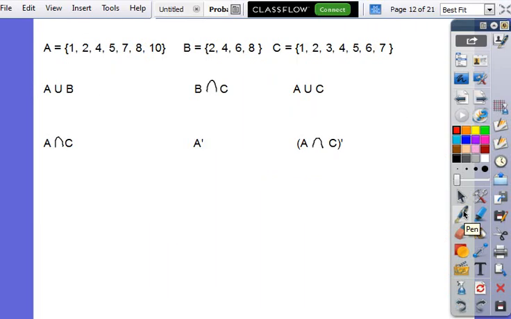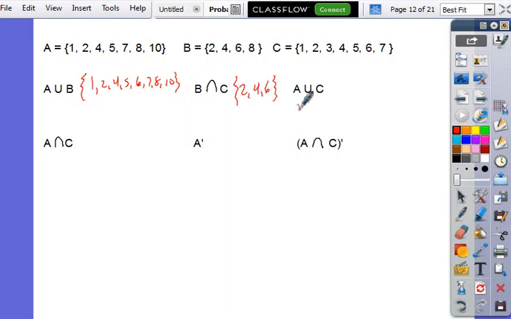A union with B. That means if it's in A or B, it counts. 1, 2, 4, 5, 6, 7, 8, 10. It's best if you keep them in the right order. That's how they're going to be given to you on the milestone, the EOCT thing. All right, B intersected with C. It's got to be in both at the same time. 2, 4, 6.